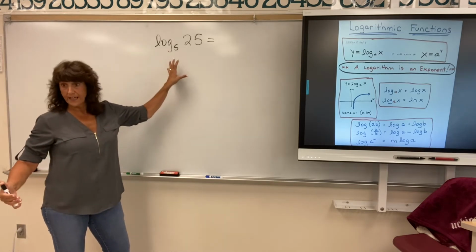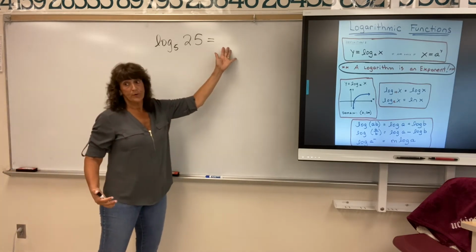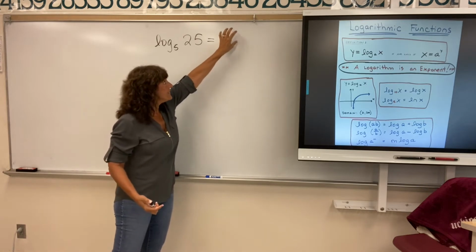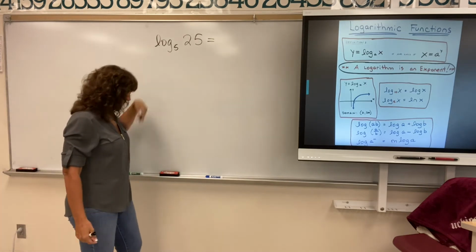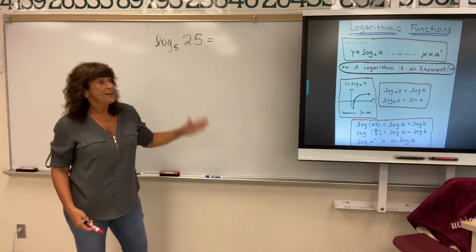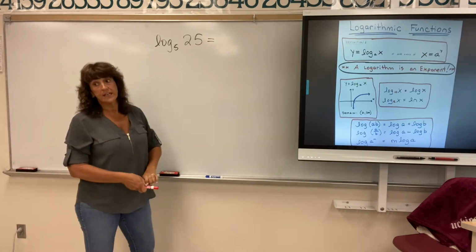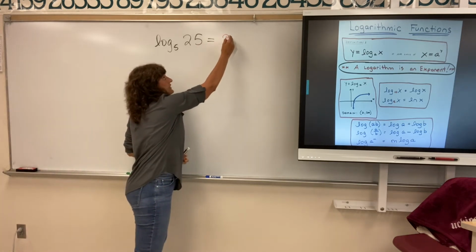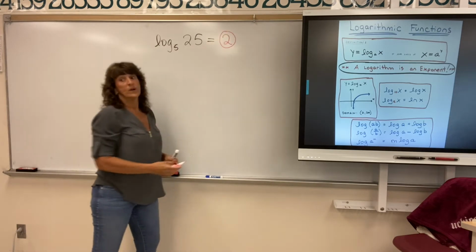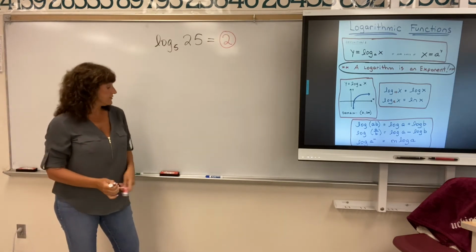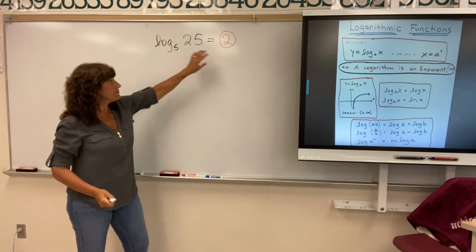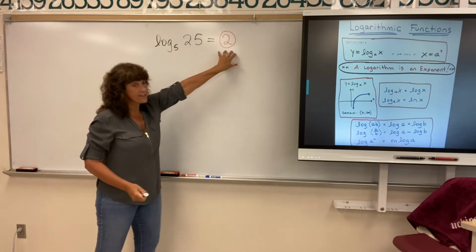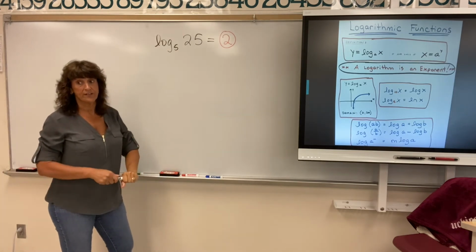What is a logarithm again? A logarithm is an exponent, okay? So we want to know what exponent goes on this base 5 to give us 25. 5 raised to what power gives us 25? Well, 5 raised to the second power is 25, okay? So that right there is going to give you 2, okay? 5 to the second, because a logarithm is the exponent that goes on this base, okay?